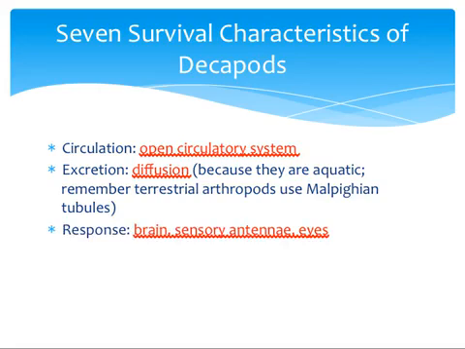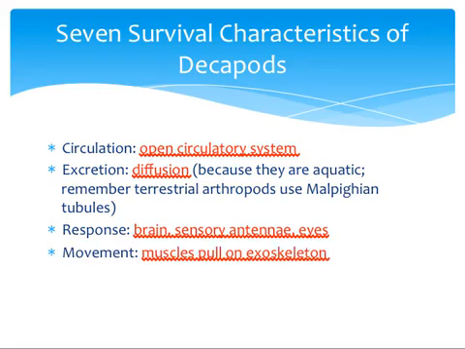For response, they have a well-developed nervous system. They have brain, sensory antennae, eyes. All of those help them detect and monitor the world around them. They do move, like all other arthropods, by pulling muscles on their exoskeletons.